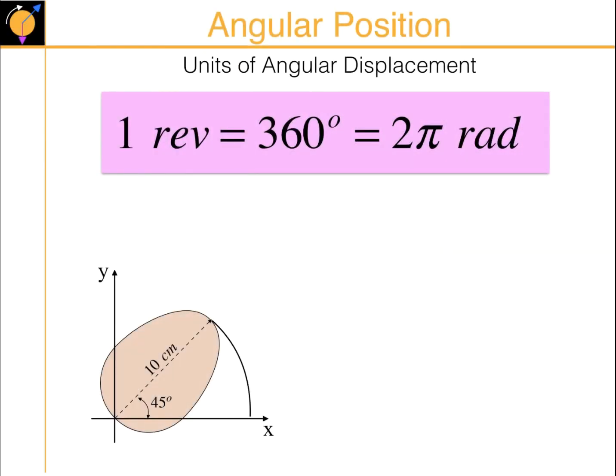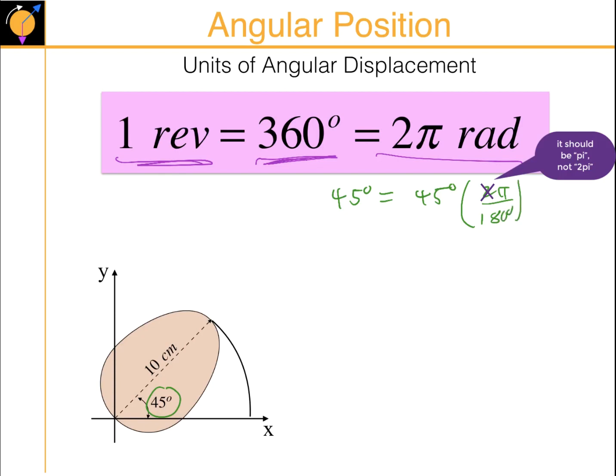Different ways of looking at all this. One complete revolution, so all the way around once, is one revolution. That's equal to 360 degrees and 2 pi radians. So if I have something like 45 degrees, and I want to write it in the other units, I have to do the conversion, right? So if I want to convert 45 degrees to radians, I could multiply by 2 pi radians over 360 degrees, and you'll see the degrees cancel out, and we're left with radians.